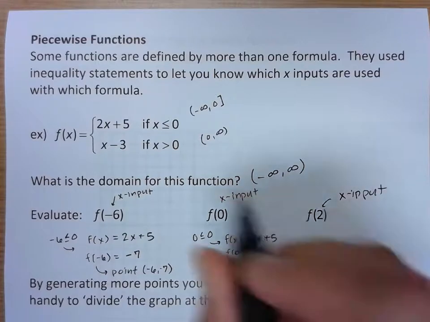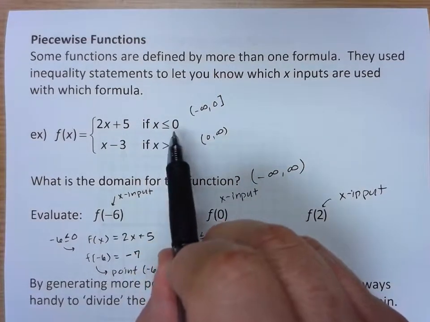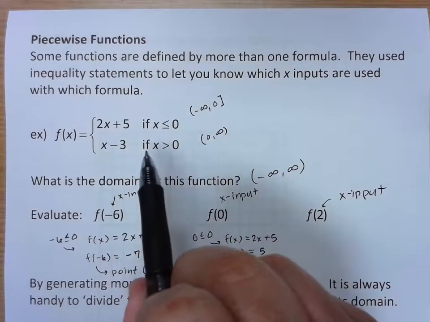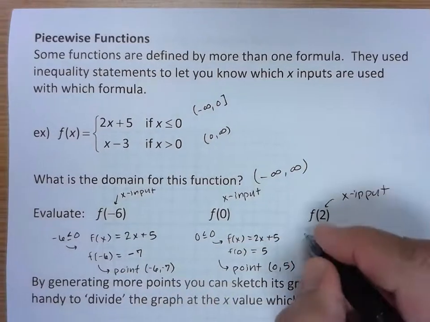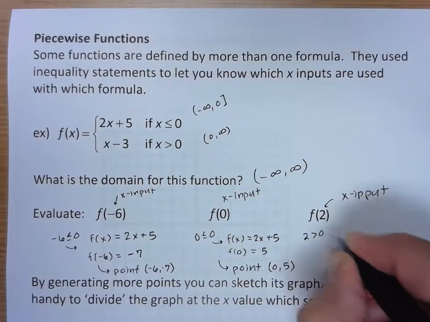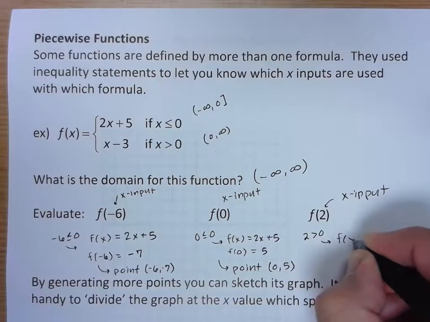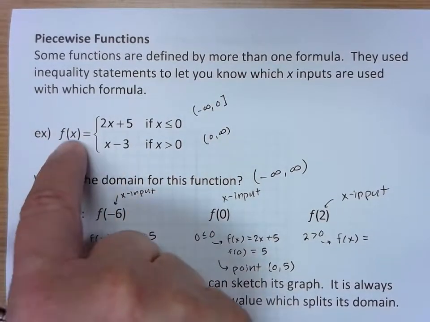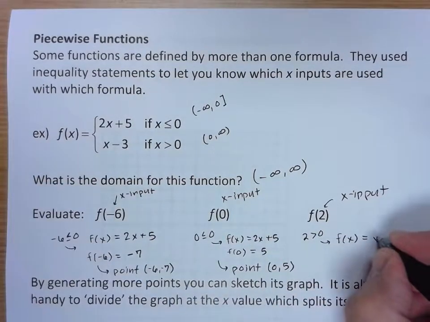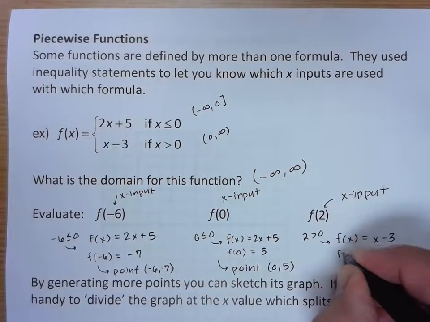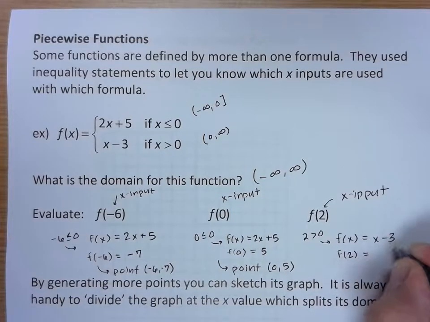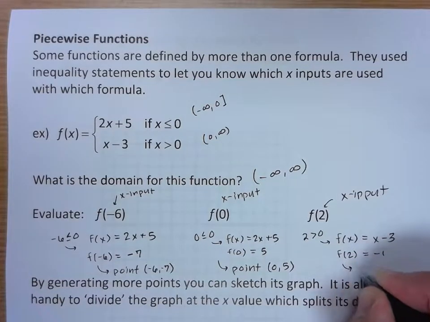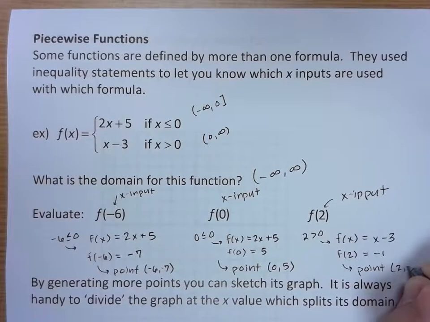Double check the criterion up here. Is 2 less than or equal to 0? No. Is 2 greater than 0? Yes. So since 2 is greater than 0, that means now for the first time we're going to use the second piece of the function. f of x will generate its y values by using x minus 3. So therefore f of 2 equals 2 minus 3, negative 1. And that puts a point on the graph at x equals 2, y equals negative 1.